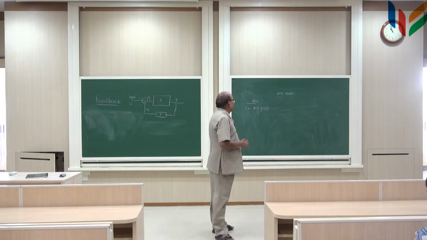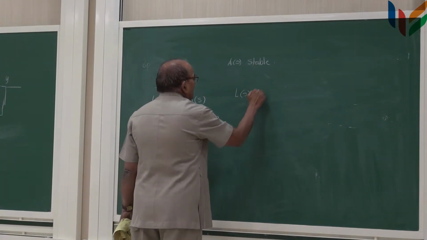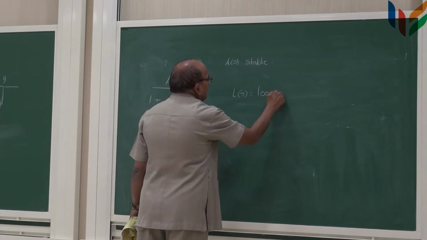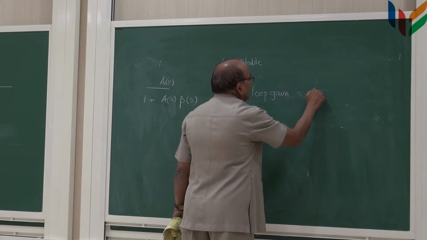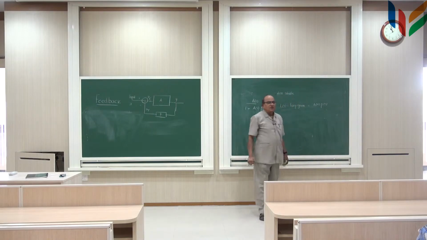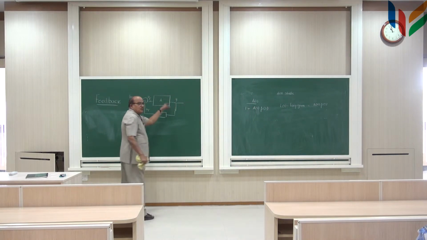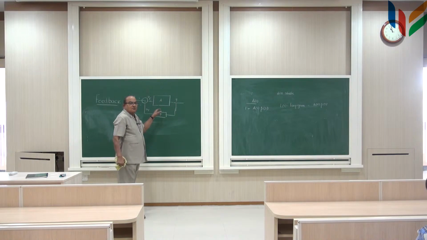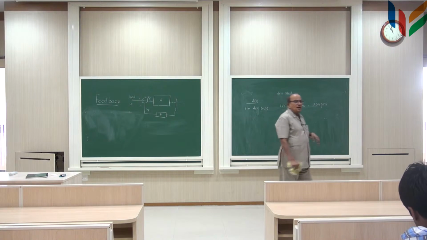So, how do we test that? People call L(s) the loop gain, which is equal to A(s) beta(s). Why is it called loop gain? See what is the gain in this loop, right? Beta into A is the gain in the loop. So, this is known as the loop gain of the feedback connection, A into beta.